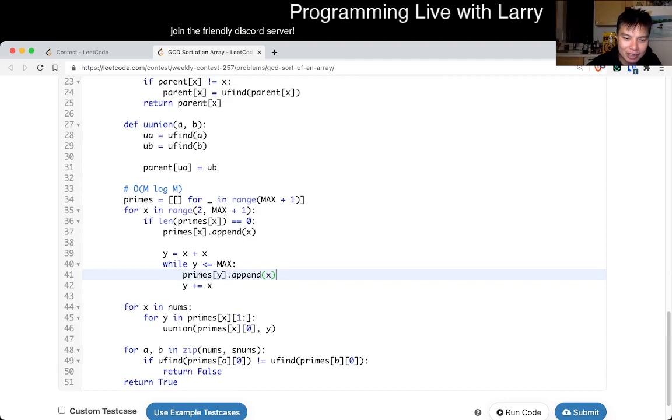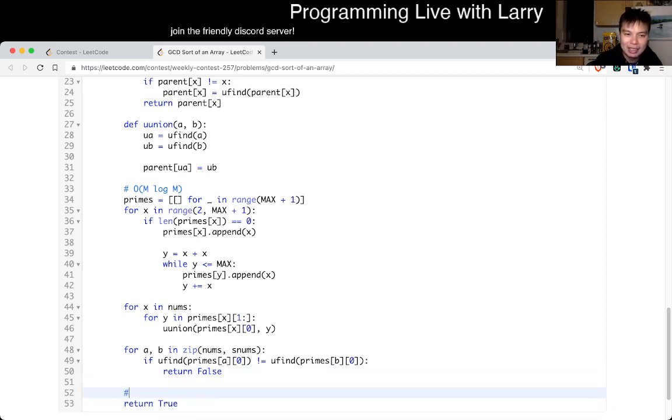But basically, we look at if the number in nums, if the group is the same or if it's not the same, then that means that it's false. Otherwise, if it's true for every one of them, then it's true. So yeah, this algorithm, like I said, because you have to sort first, it's going to be n log n plus m log m, where m is the max number.